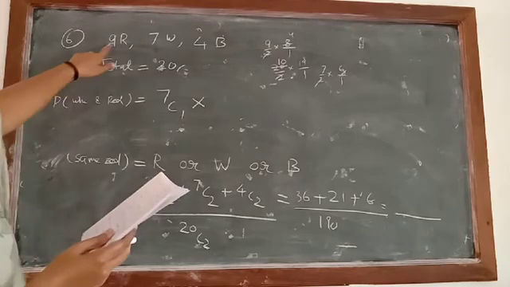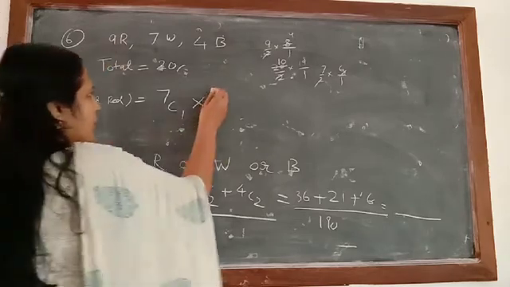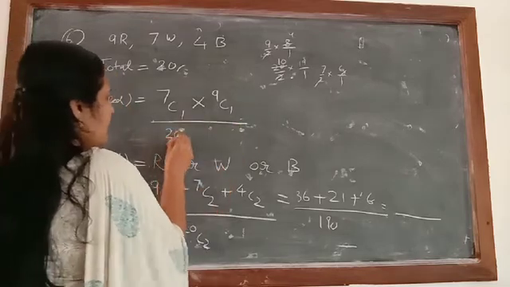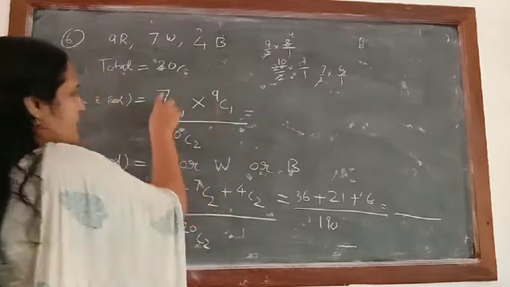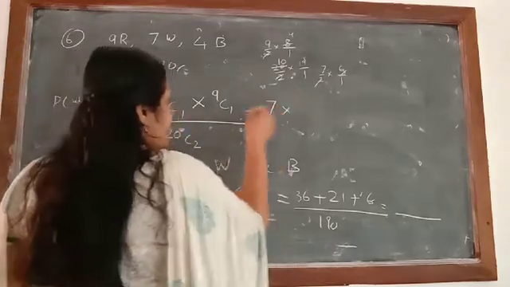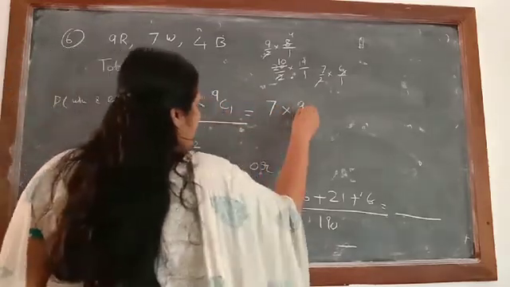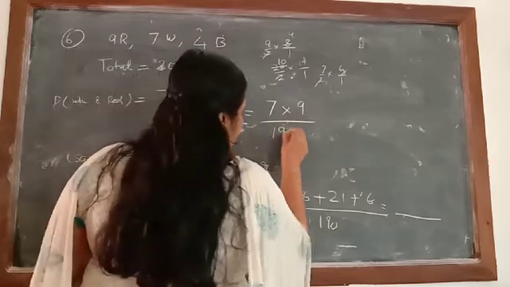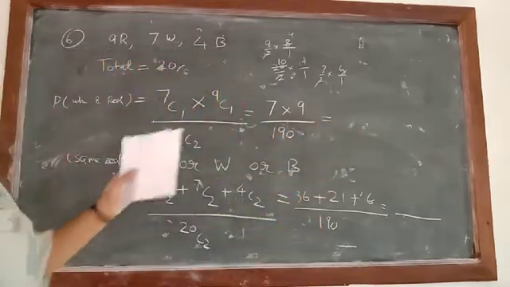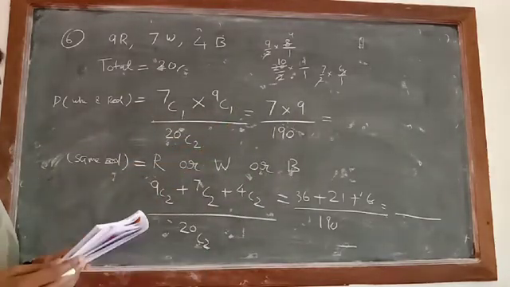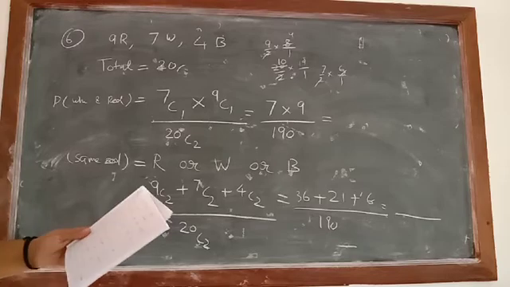How many red balls we have? 9. So out of 9 we have to select 1. So 9C1 by total 20C2. Again 7C1 will be equal to 7 by 1, which is equal to 7. 9C1 will be equal to 9 by 20C2 is 190. Now cancellation, if it is possible you can do, otherwise you can leave the answer there. Okay, is it clear? Okay, now next question.